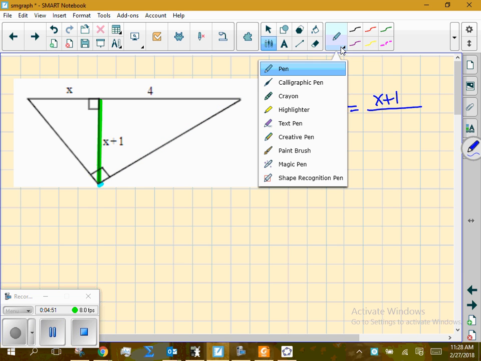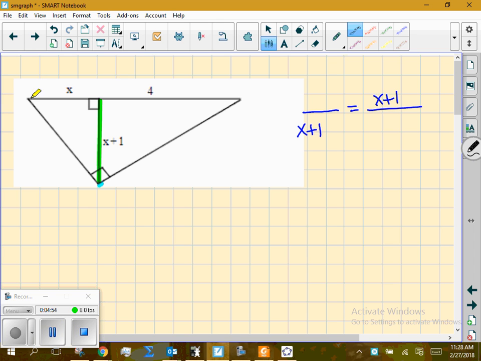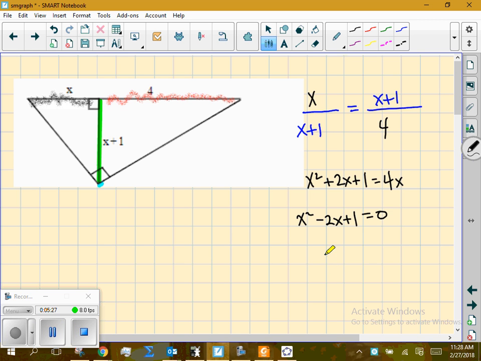So the interior one is the geometric mean between that distance there and that distance there. So I put x here and 4 there. Cross multiply, so I can give you x squared plus 2x plus 1 is equal to 4x. So here then we've got to subtract: x squared minus 2x plus 1 equals 0. Now I have to factor. What two numbers will multiply together and give me 1, but add up to give me negative 2?